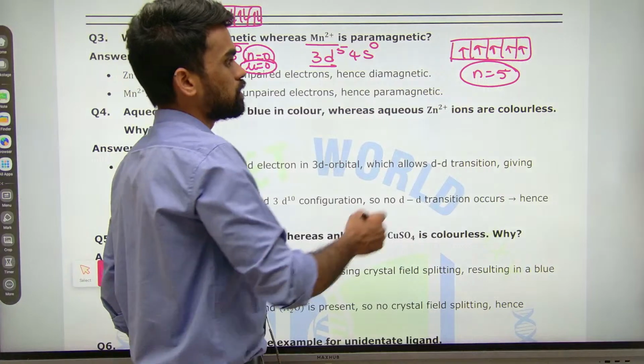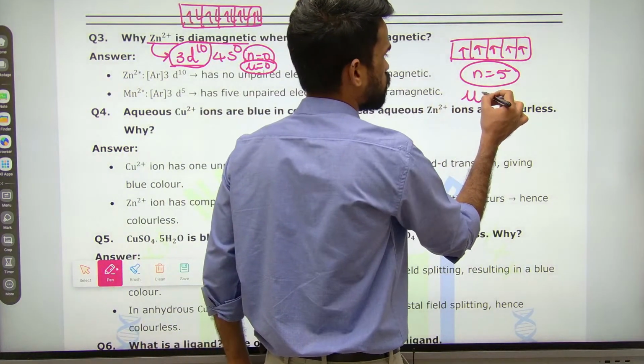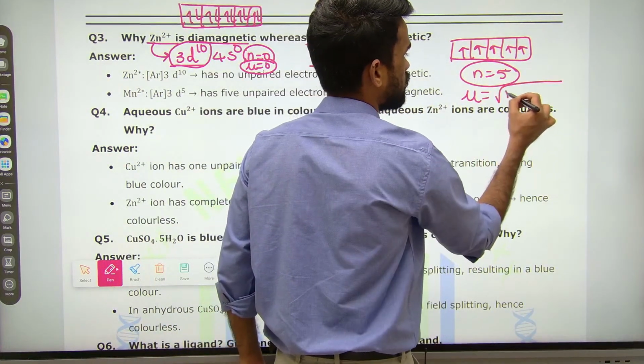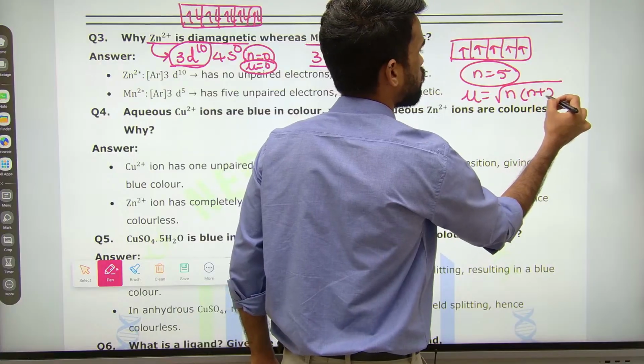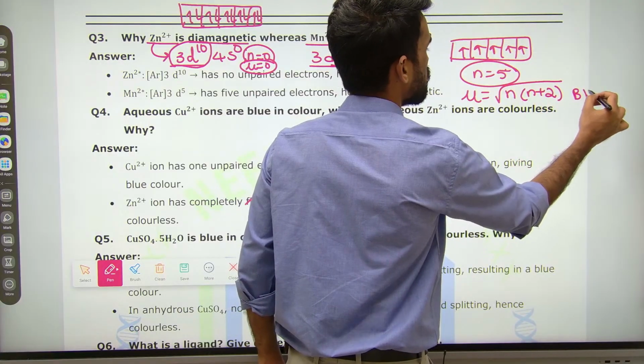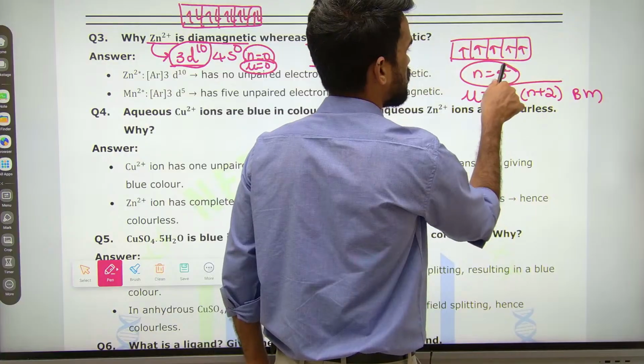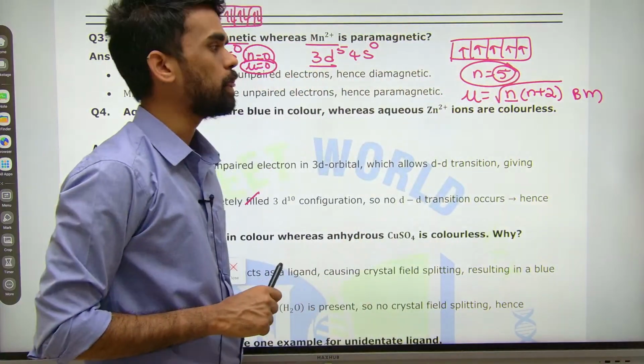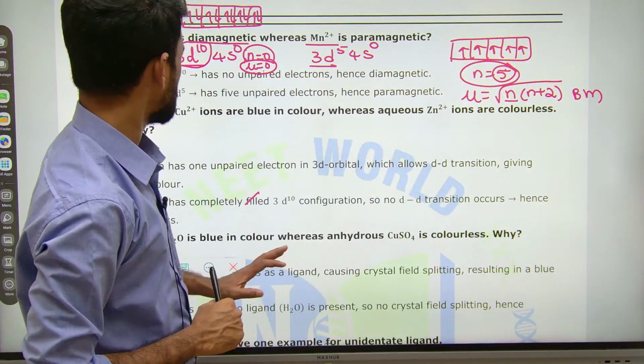Right. So how can you calculate the magnetic moment value for further understanding? You can use the formula square root of n(n+2) Bohr magnetons. What does this n indicate? n indicates the number of unpaired electrons. Okay, that's it.